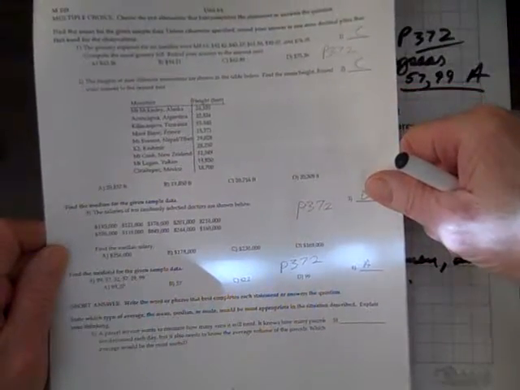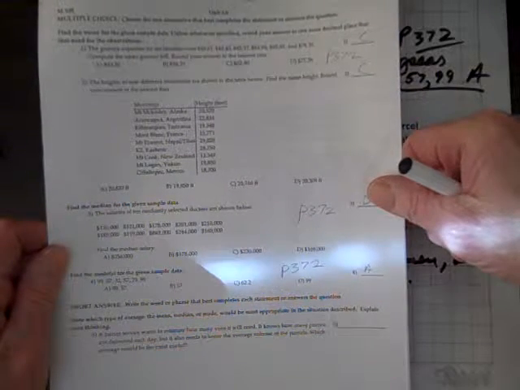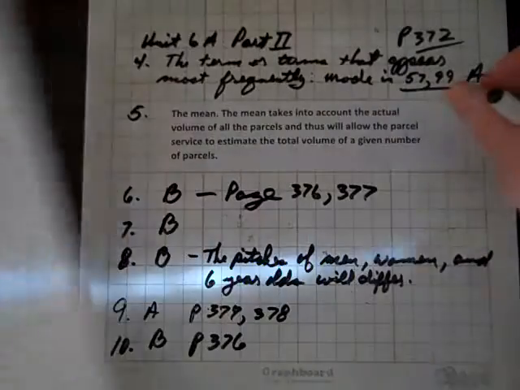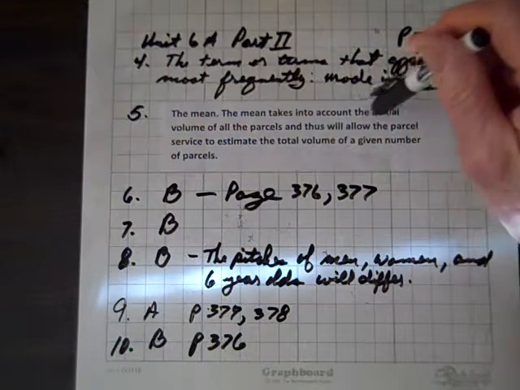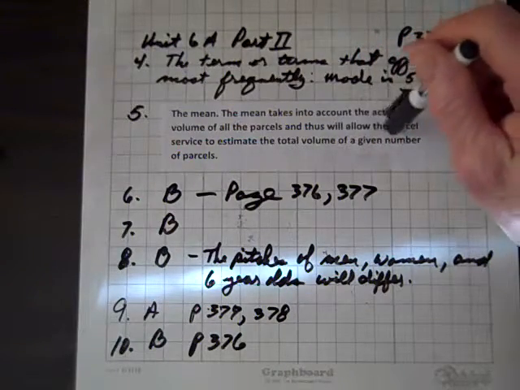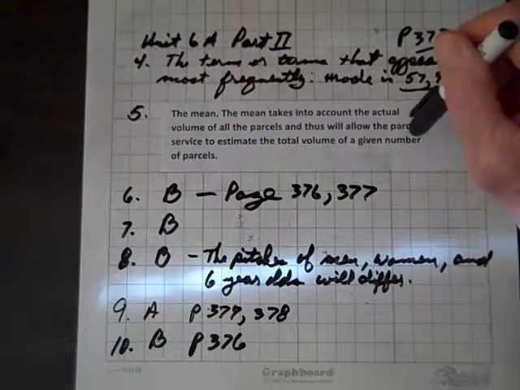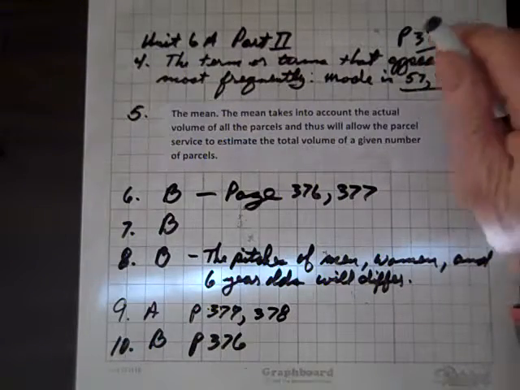For 5, it says a parcel service wants to estimate how many vans it will need. It knows how many parcels are delivered each day, but it also needs to know the average volume of the parcels. Which average would be the most useful? Well, the mean will be the most useful. The mean takes into account the actual volume of all the parcels and thus will allow the parcel service to estimate the volume of a given number of parcels.